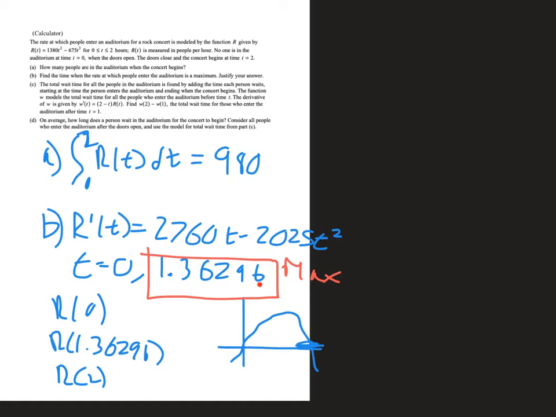The other is to say that at 1.36296, R prime changes from a positive to a negative, meaning that R changes from increasing to decreasing, and then it decreases all the way until 2.